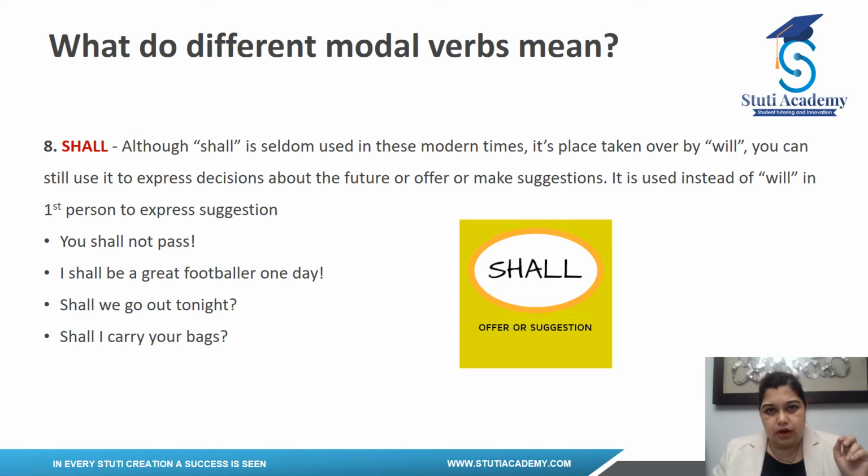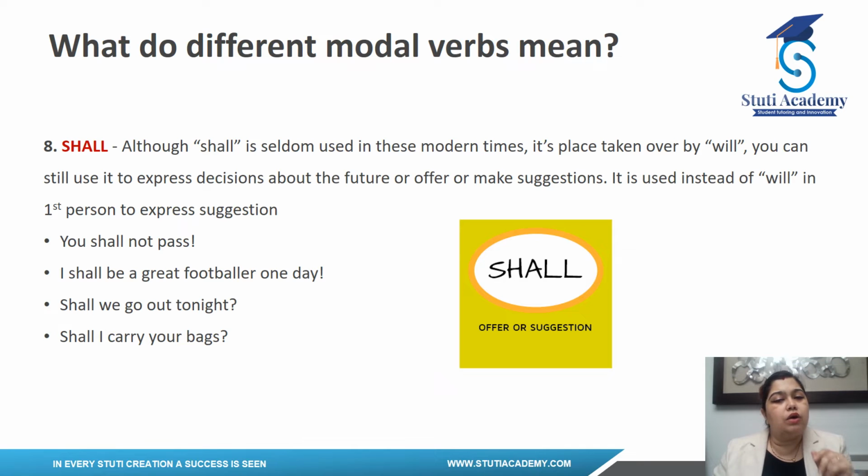You shall not pass. Now, when I'm talking about passing, it is not about passing in your examinations. It is passing the road or crossing. So someone is stopping you and saying, you shall not pass. I shall be a great footballer one day. What am I saying? I'm talking about the future. I shall be a great footballer one day. So I am expressing my decision about the future.